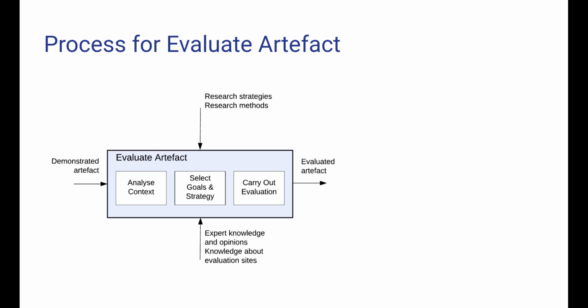Here is an overview of the process for evaluating artifacts. First, we should analyze the evaluation context and determine what constraints there are. Then we go on to selecting evaluation goals and evaluation strategies, including research methods. And finally, we carry out the evaluation.